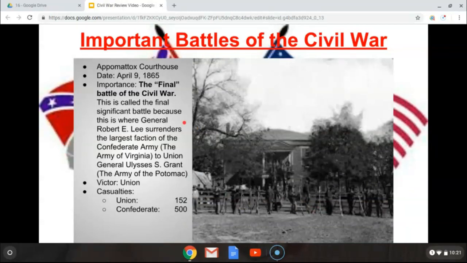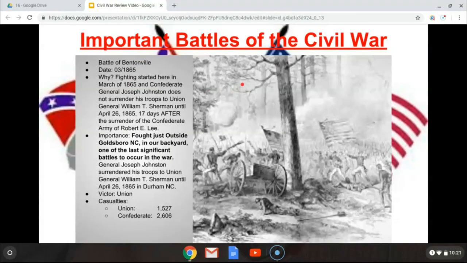Till April 9th, 1865, we're going to call this the final battle of the Civil War. Remember, it's not technically the final battle, but we call it the final battle because this is where Robert E. Lee surrenders the largest faction of the Confederate Army, or the Army of Virginia, to Ulysses S. Grant and the Army of the Potomac, led by George Meade. Union victory in the battle at Appomattox Courthouse. Remember, it was a small battle. Only 152 Union soldiers compared to 500 Confederate soldiers are considered to be casualties. So remember, Appomattox Courthouse is the final battle of the Civil War.